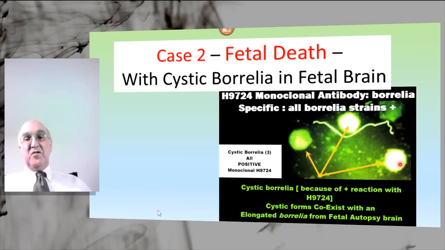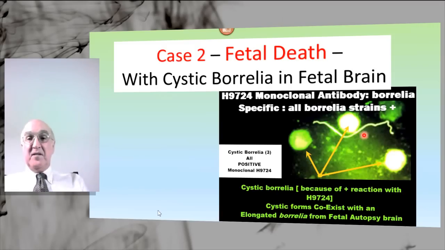And for many, many years, I ignored this and this and this. There's 3 of these. There's only 1 of these. But I liked this. I thought it was pretty. And I ignored this and this and this for many years until it became clear to me that 9724 causes things to glow under the fluorescent microscope only if they contain Borrelia proteins. So these are Borrelia cysts from the brain preparation, 9724, from the brain of the baby who had the hydrocephalus. And they coexist, that means they exist at the same time, with elongated Borrelia from the fetal autopsy brain.